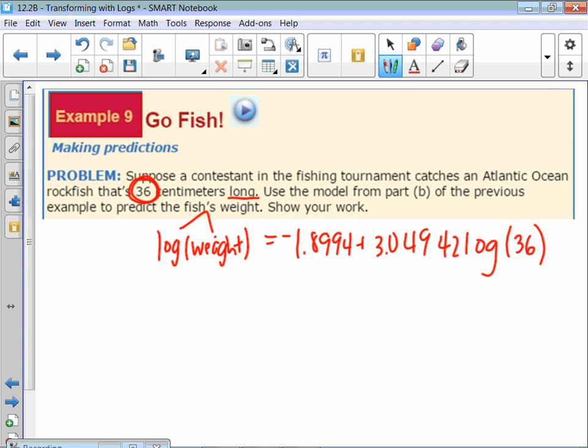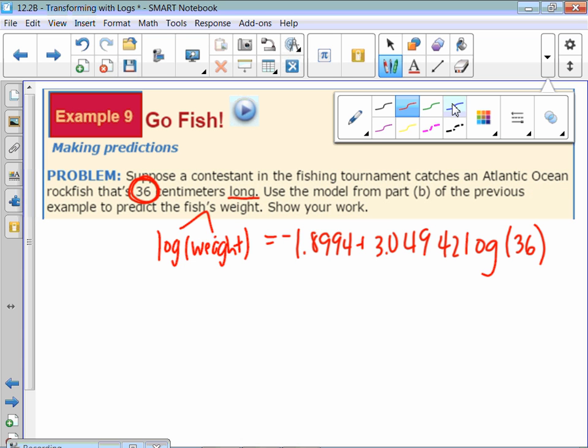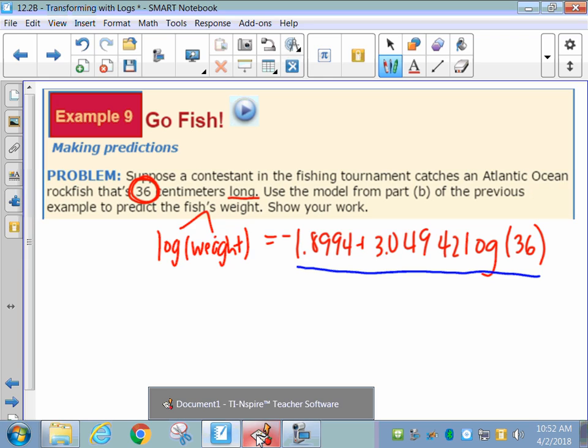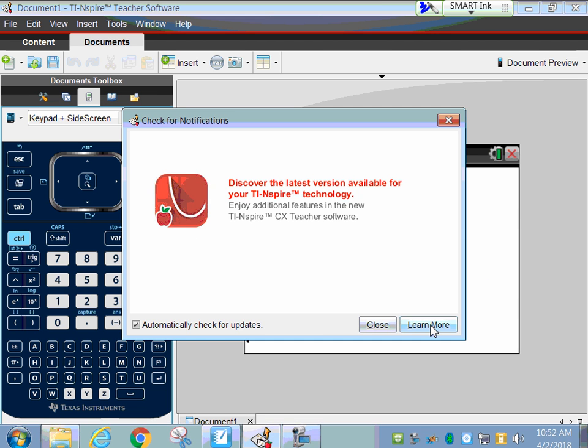Okay. Now hopefully you guys remember some of these skills from your previous class, but we're going to actually plug this whole thing into the calculator and evaluate that first. So you guys might want to get a calculator and try this and make sure you remember how to do it.